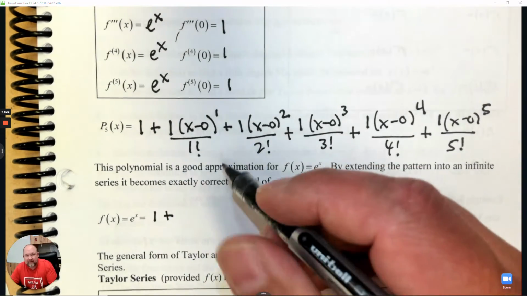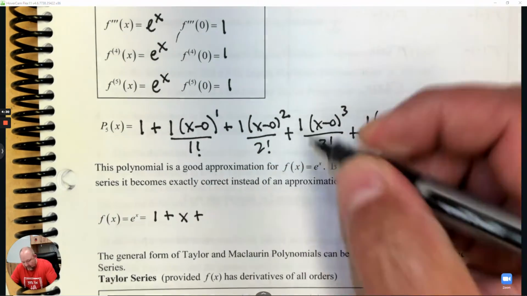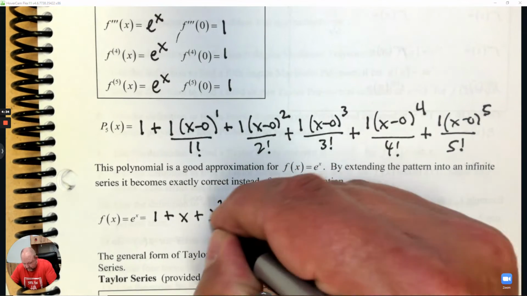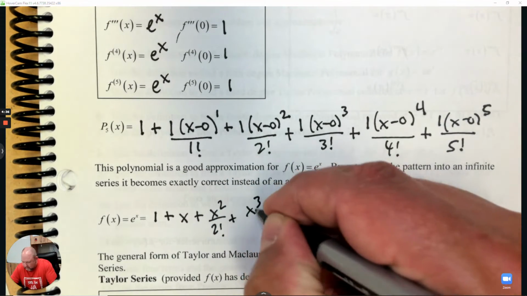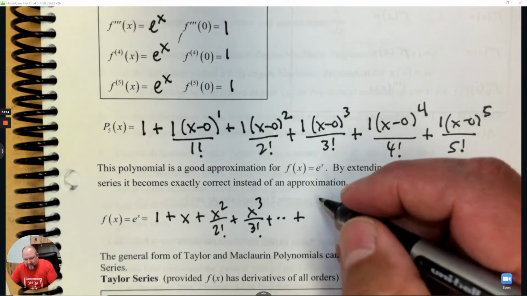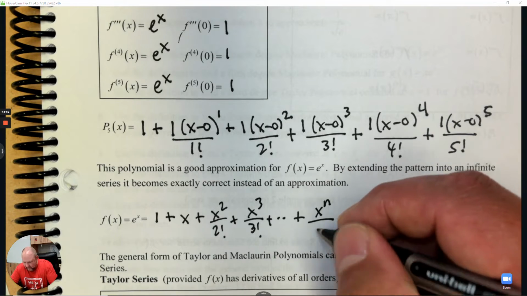So if I simplify this, it's 1. This is x to the 1 over 1, which is just x. This is x squared over 2 factorial, or 2. Or x cubed over 3 factorial. And so to write it as a general term, it'd be x to the n over n factorial.